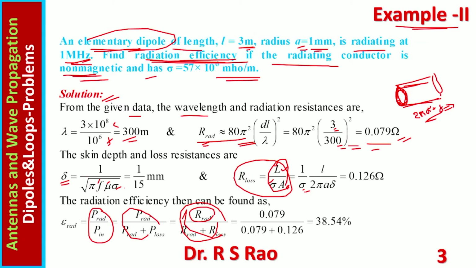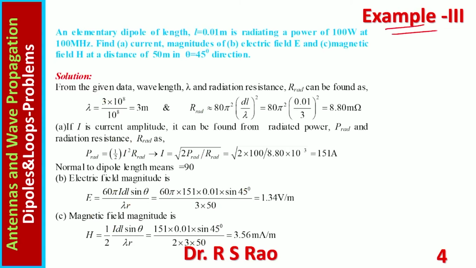Substituting the given values, one can determine delta. It comes out as 1 over 15 mm. So delta is available. Substituting delta in the expression for loss resistance, one can get it as 0.126 ohms. So now radiation resistance is available, loss resistance is available. When both are available, radiation efficiency can be determined from this formula, R radiation over R radiation plus R loss. In the present case, this efficiency turns out to be 38.54%. Another problem, example 3.